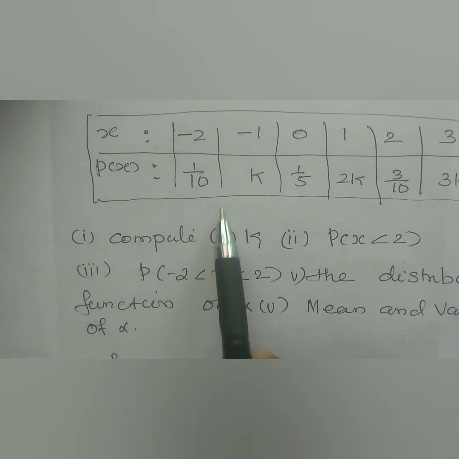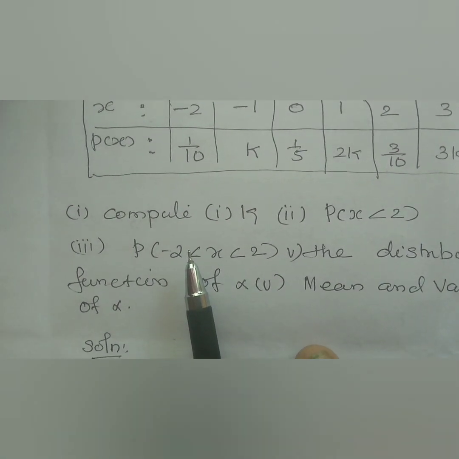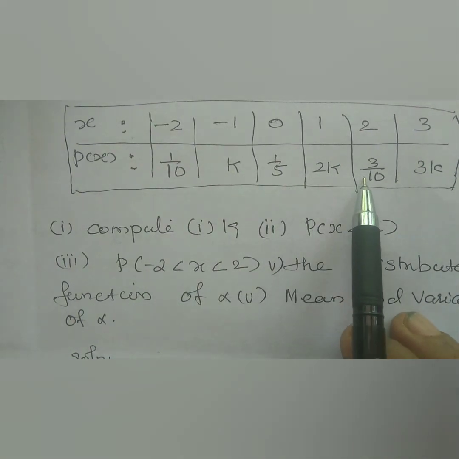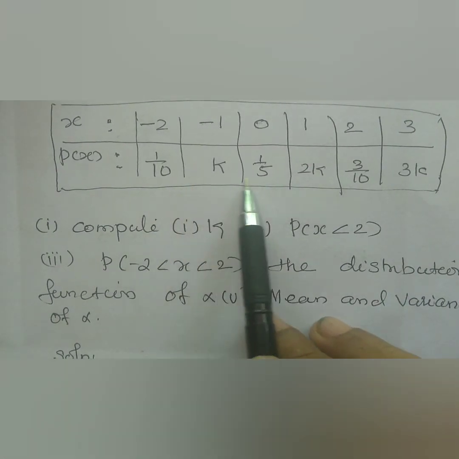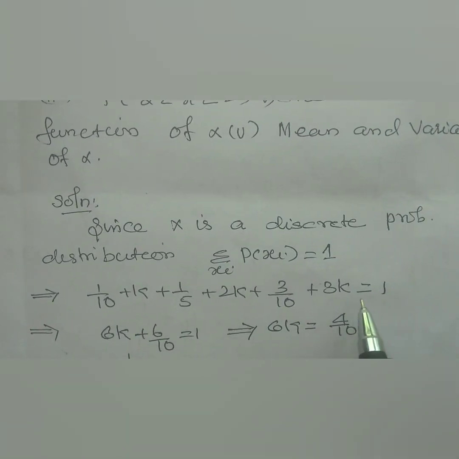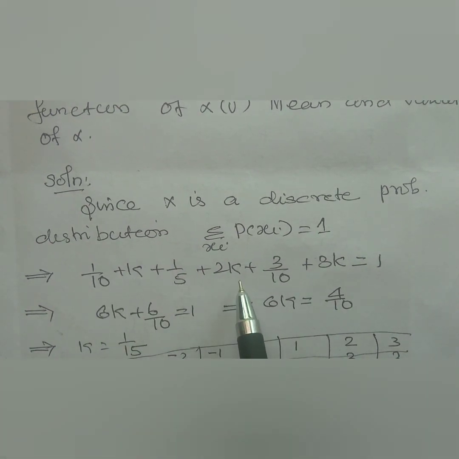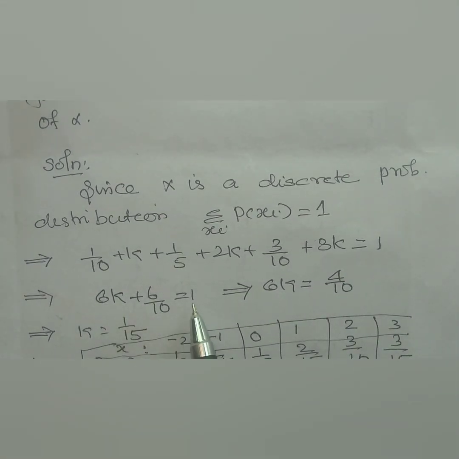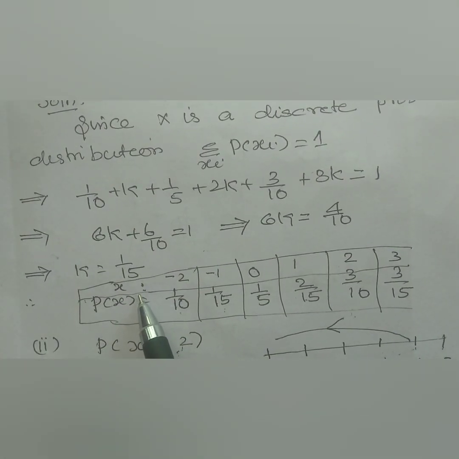So easy way, for probability density function, it is one property, total probability is equal to 1. So the probabilities are 1 by 10, k, 1 by 5, 2k, 3 by 10, 3k are the given probabilities. So first you add these total 6 terms and its result should be 1. So 1 by 10 plus k plus 1 by 5 plus 2k plus 3 by 10 plus 3k is equal to 1. So 6k plus 6 by 10 is equal to 1. From this, we can easily get k is equal to 1 by 15.